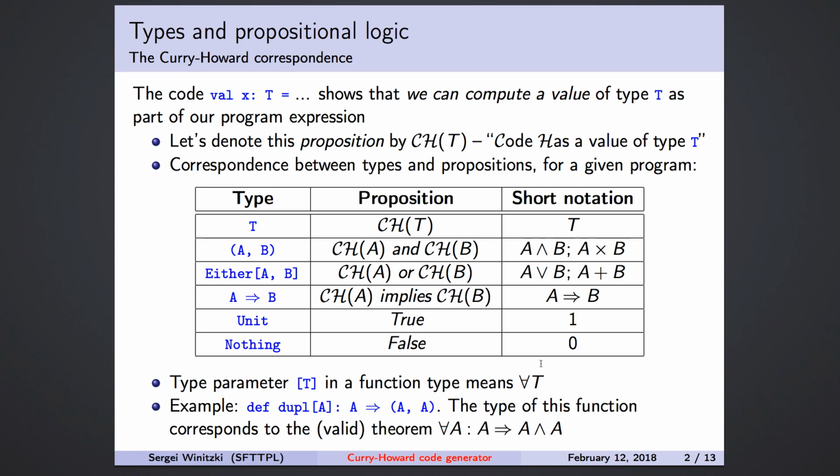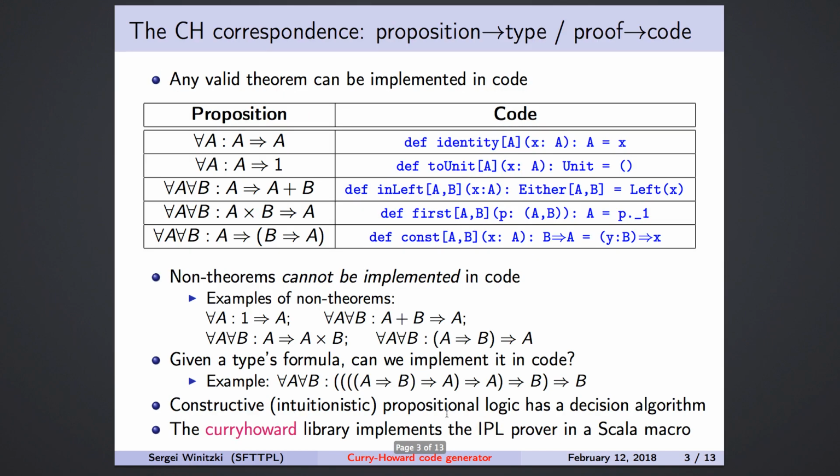And so you see, you can write code of this function, and that corresponds to a true theorem. And in fact, this is generally true. So this is the first thing that we notice, is that any valid theorem, any formula that is a theorem, corresponds to some type that can be implemented.